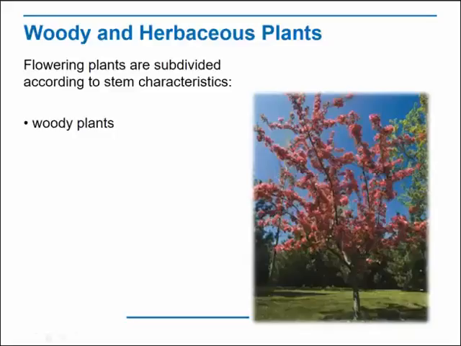Stems that are smooth and non-woody are characteristic of herbaceous plants. Herbaceous plants do not produce wood as they grow. Examples of herbaceous plants are dandelions, zinnias, petunias, and sunflowers.